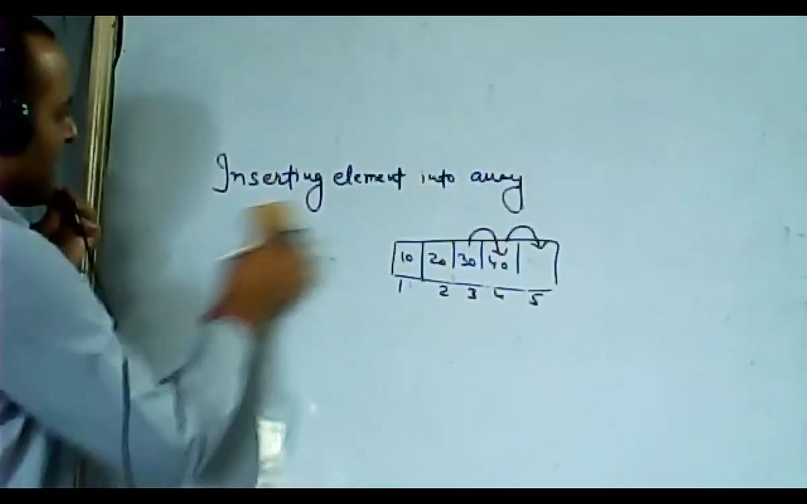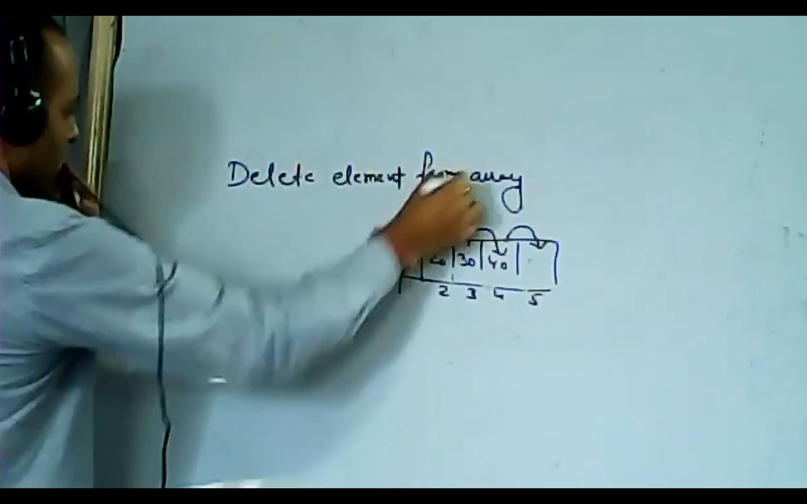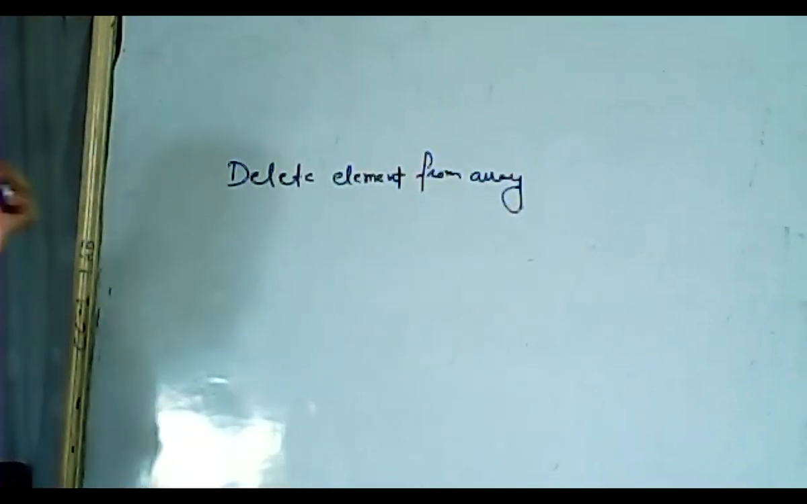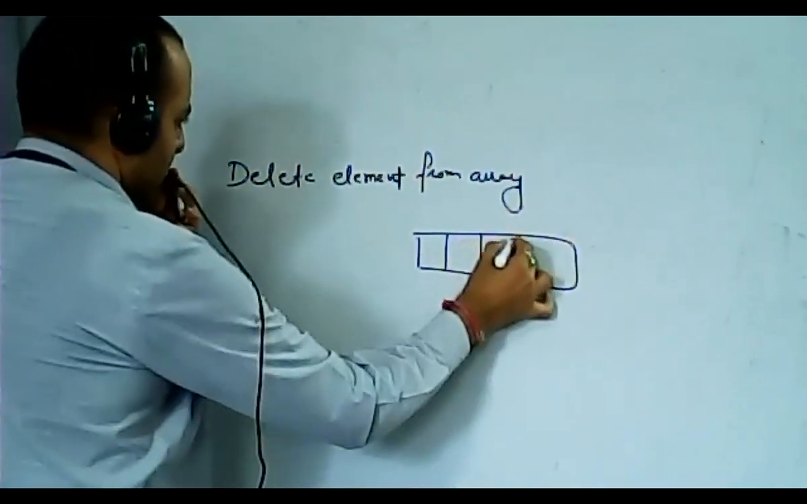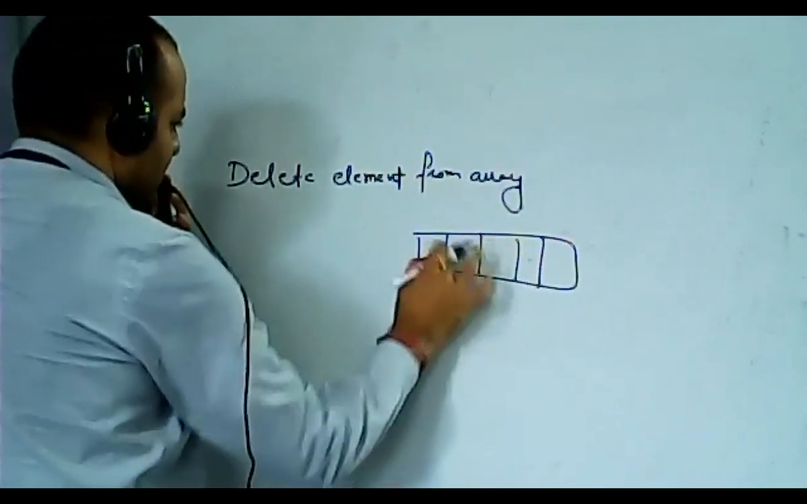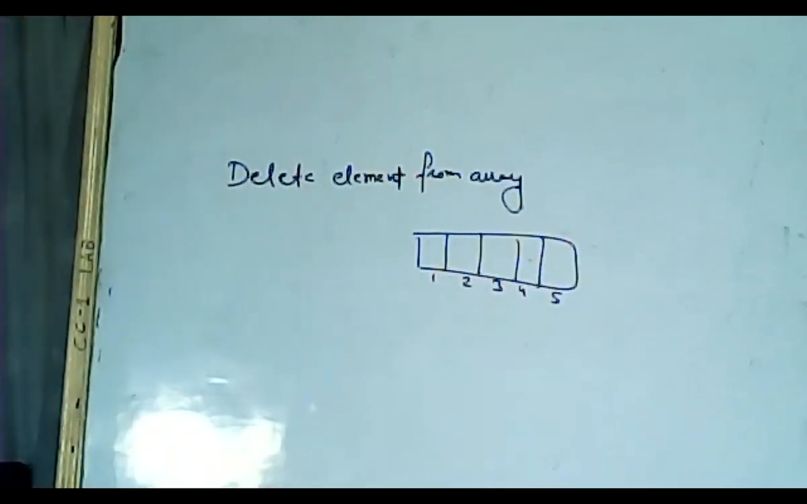Insertion kar liya, aap kya karenge? Reverse: deletion. So delete an element from the array. The array is this: 1, 2, 3, 4, 5. Can I delete anything from this array? No, sir. No, because the array is empty.